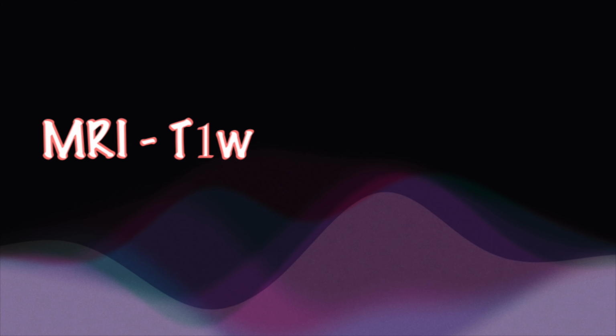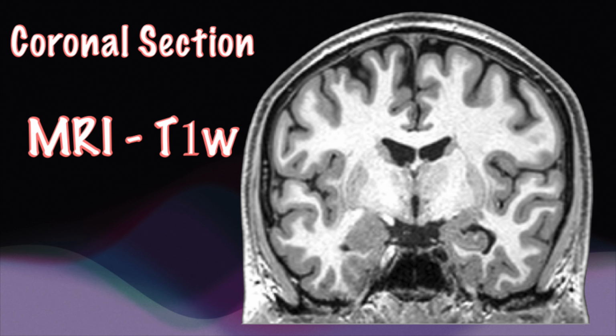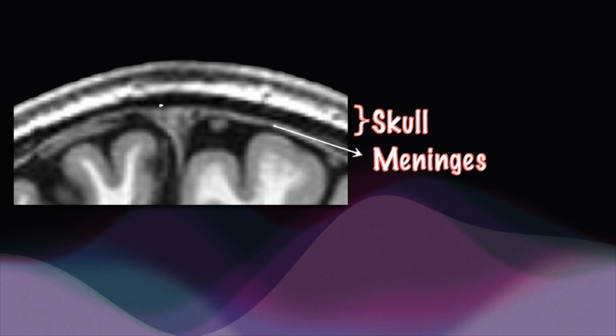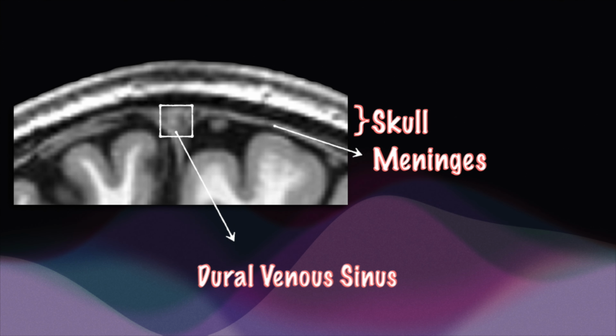Let's familiarize ourselves with MRI images. Here I have taken a coronal section from a T1 weighted MRI scan. Before going into the details about brain anatomy, let's see some basic structures which we can identify. Starting from the skull, it has the outer table and the inner table. Here you can see the dura mater, and sandwiched between its two layers are the dural venous sinuses. Actually, you cannot differentiate between the dura mater and arachnoid mater in these images.